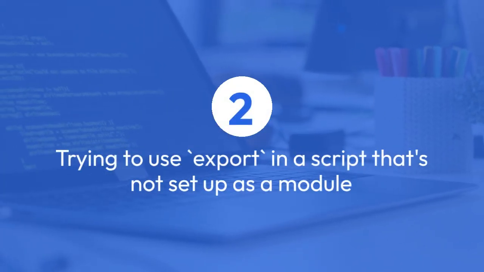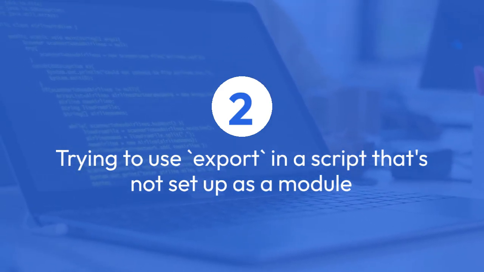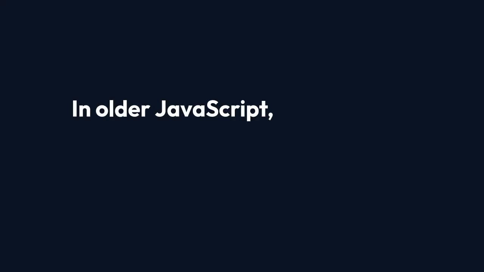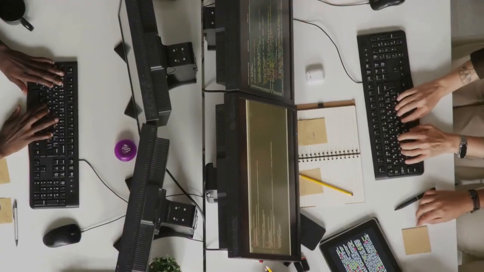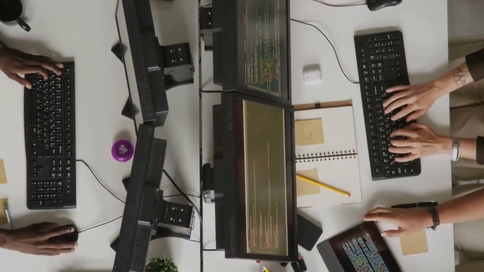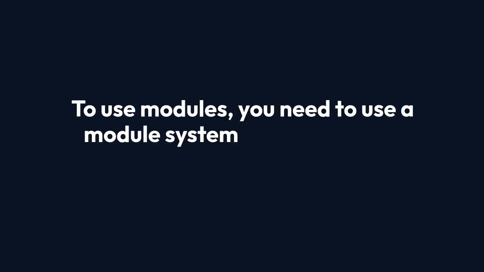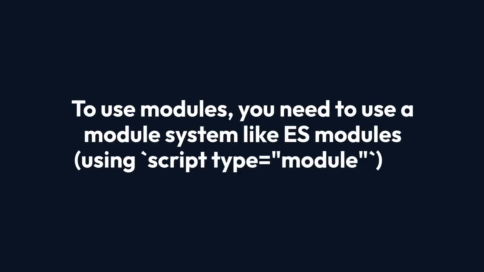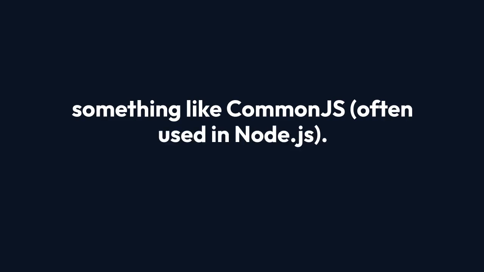2. The most common cause of this error is trying to use export in a script that's not set up as a module. In older JavaScript, each file was treated as a completely independent unit. Modules introduced later allow you to organize code into reusable chunks and share things between them. To use modules, you need to use a module system like ES modules, using script type="module", or something like CommonJS, often used in Node.js.